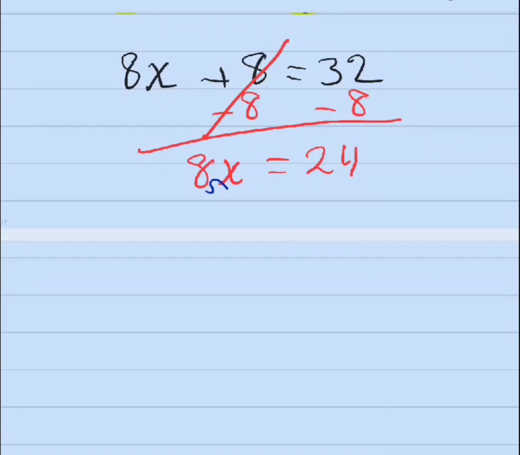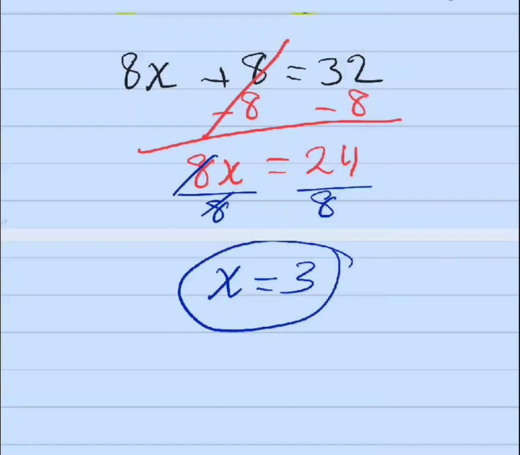And now let's divide both sides by 8. So 8x divided by 8 is simply x. 24 divided by 8 is 3. And therefore, this is the answer. X is equal to 3.